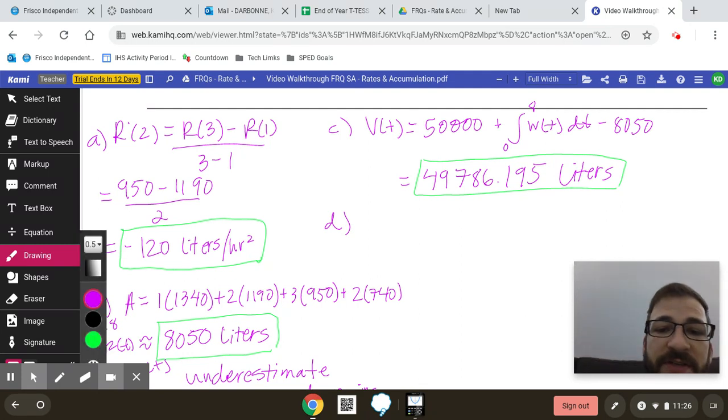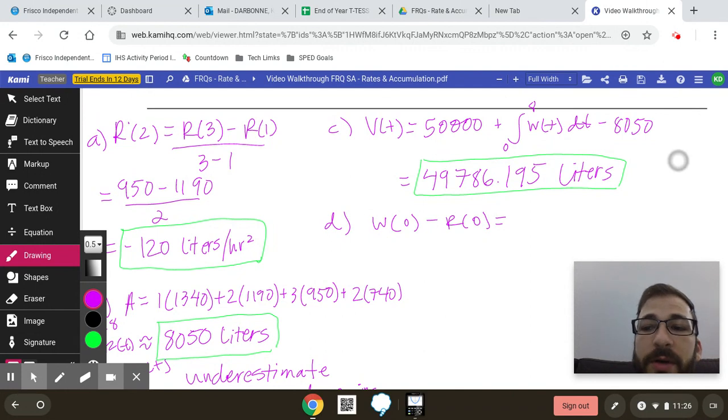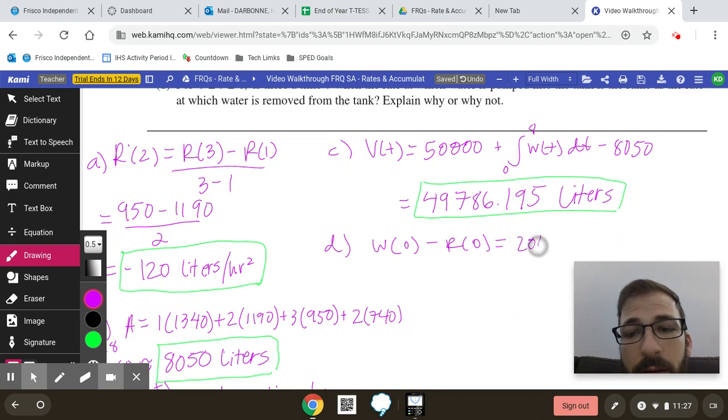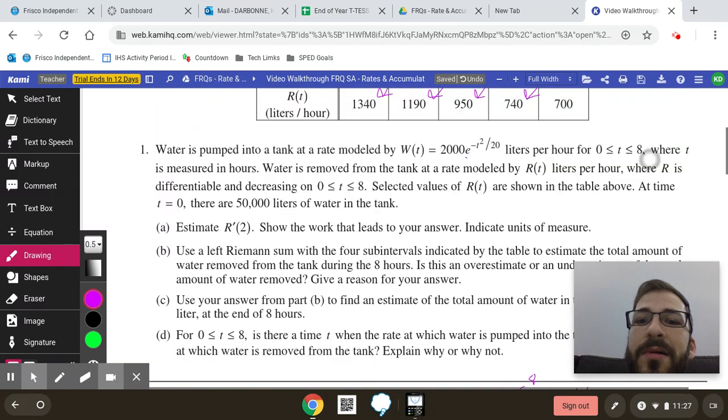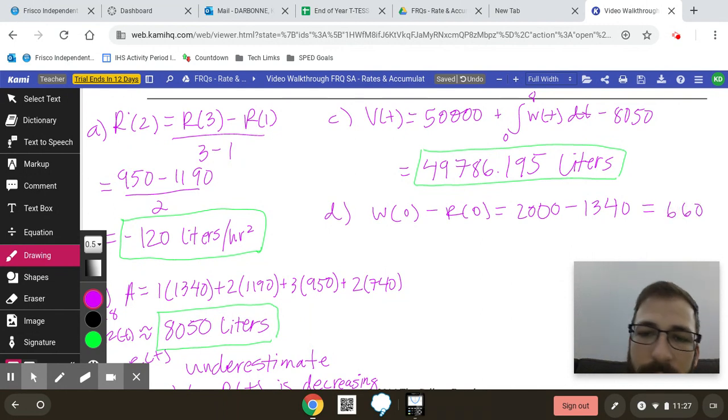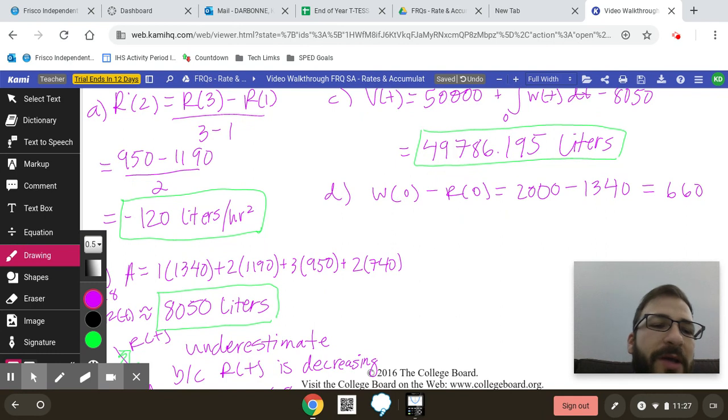So let's first find W of 0 minus R of 0. W of 0, if I plugged 0 into this equation here, that would be e to the 0, which is just 1. 1 times 2,000 is 2,000. So that would be 2,000 minus 1340 for R of t. I'm getting that from the table, which is equal to 660. Okay. And I'm not really worried about units at this moment in time because my answer is not really going to be my units.